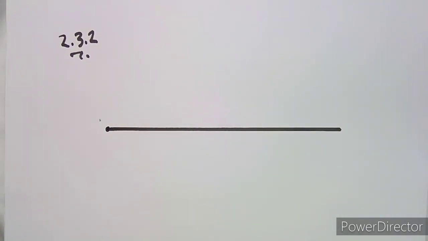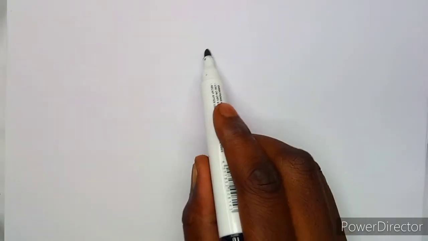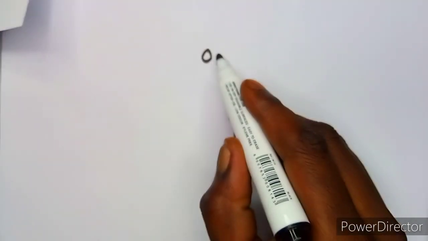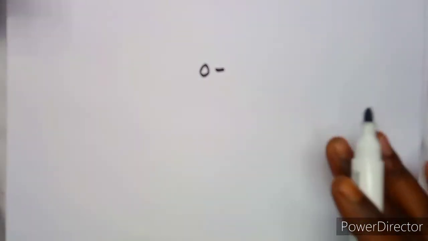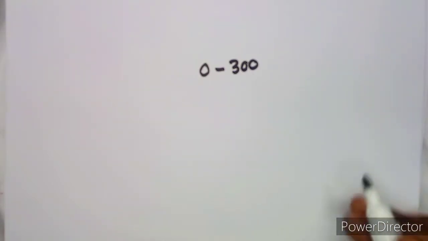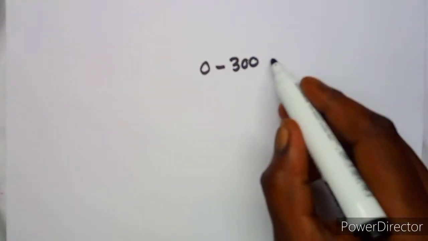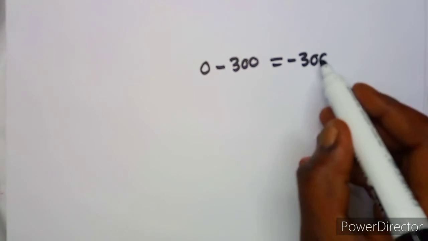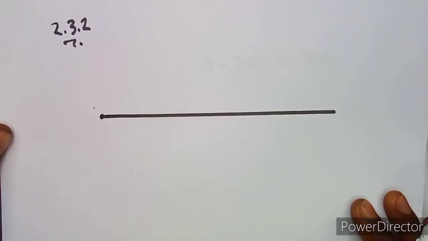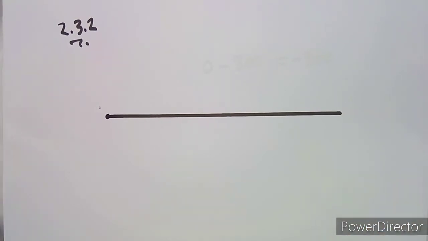Okay, let me show you what you are supposed to do. You start at 0, and this point force is going downwards. So what you do is subtract the force because it's going downwards. So you subtract 300 like this. The moment you subtract 300, you're going to obtain minus 300. So this one is going downward until minus 300.